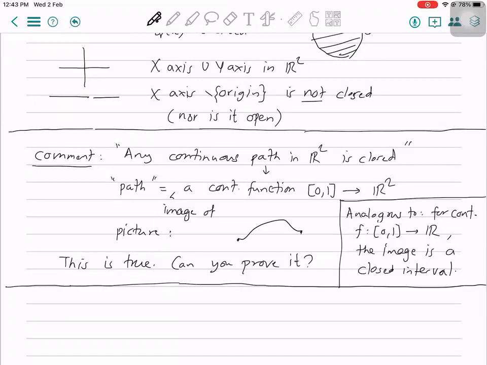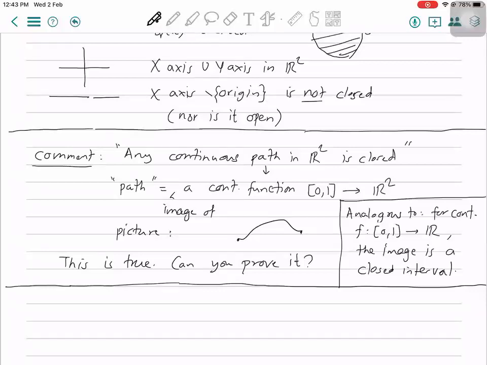One small question. The x-axis minus the origin is not closed. It's not even open, because any ball we take on the x-axis will have some points outside the x-axis. Exactly, that's right. So can we say that any continuous path is never an open set? Any ball we take, some part will be outside.